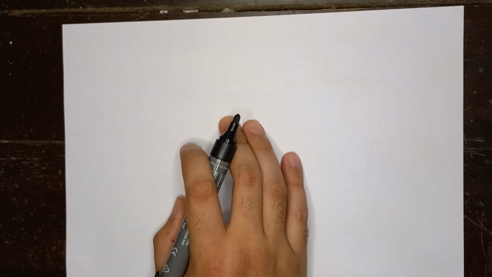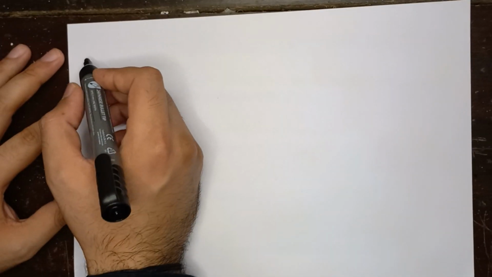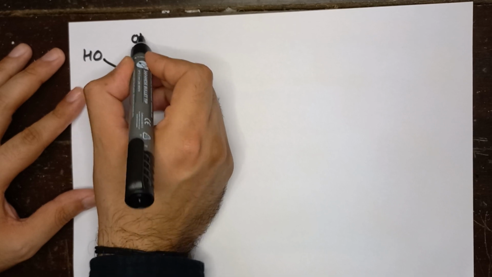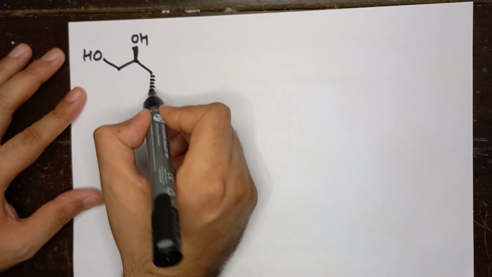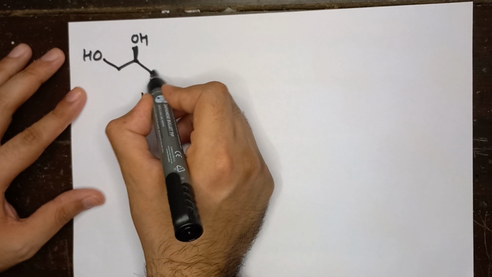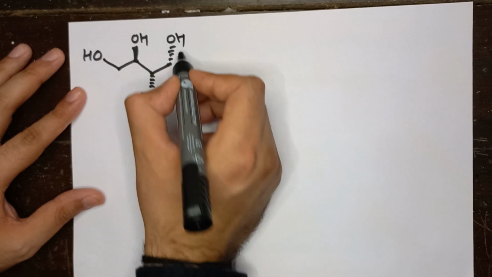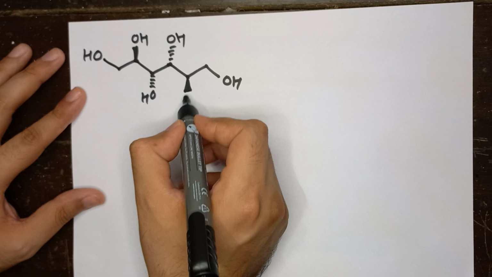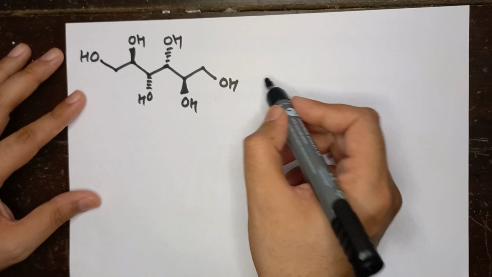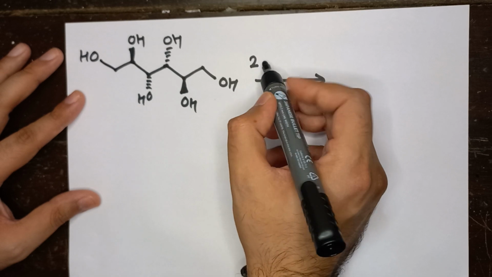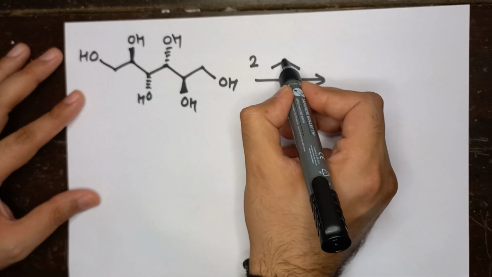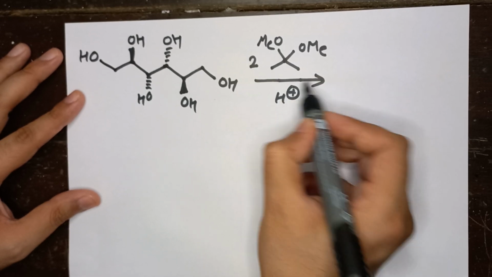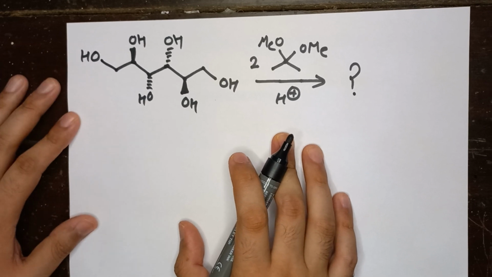Let me see. Okay, this time you have HO, CH2, CH2, OH above the plane, OH below the plane, once again OH below the plane. Here we have OH, and here we have OH above the plane. So this is my starting material. I am reacting this with 2 equivalents of a reagent with OMe, OMe under acidic condition. So what is the product?